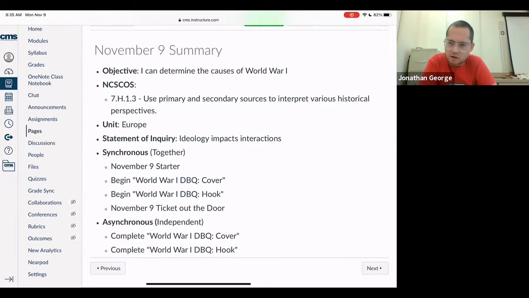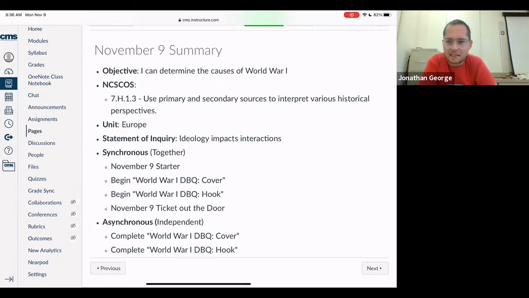We are done with the Industrial Revolution. We're moving on to World War I, which is just after the Industrial Revolution. The North Carolina Standard Course of Study is to use primary and secondary sources to interpret various historical perspectives. The unit's still Europe, and it's going to be that way until December, actually probably until January. The statement of inquiry will remain the same until January as well.